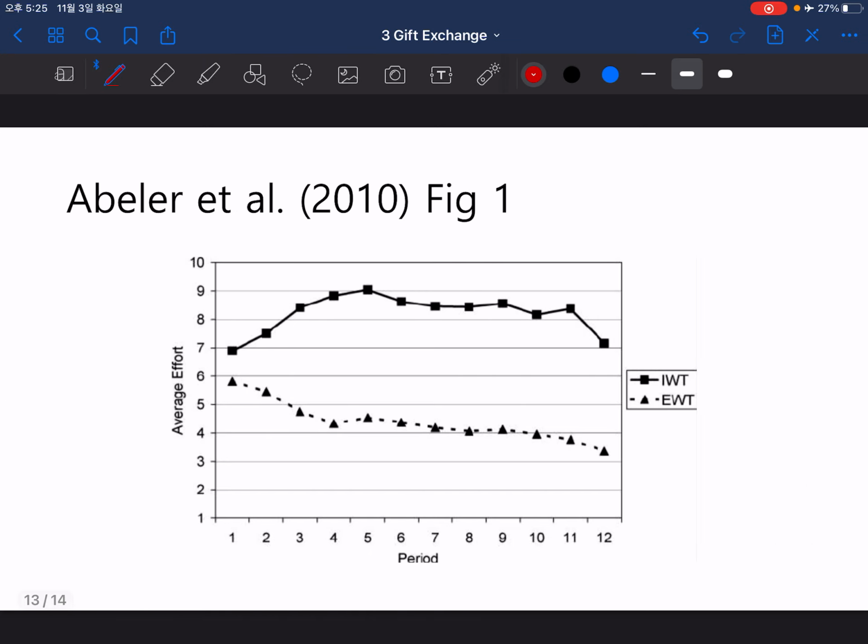This graph is their finding, and this is very interesting. This red graph is for the first group, where the wage must be the same.